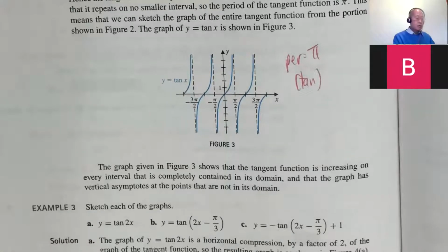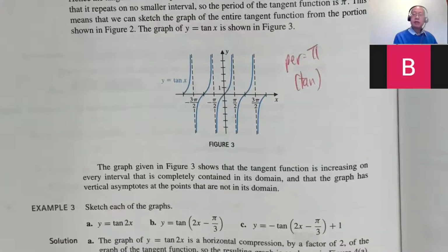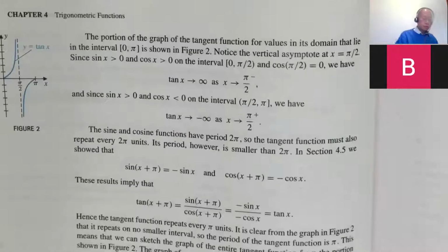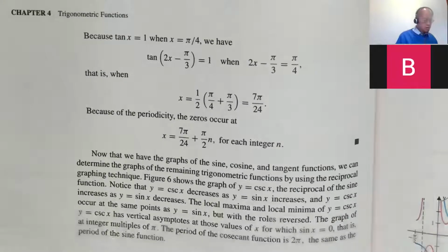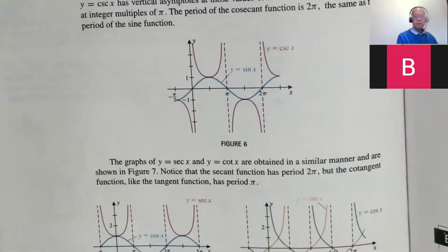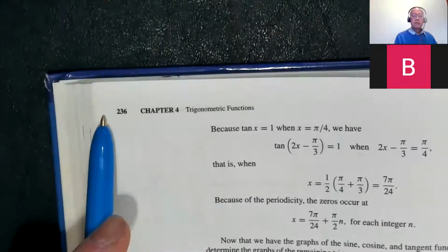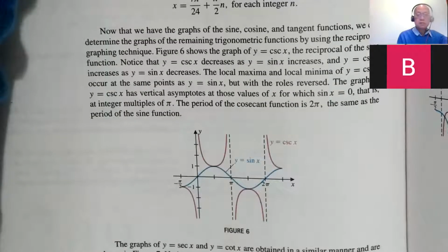Okay. And now, how about secant, cosecant, and cotangent? Well, those are just reciprocal functions. So remember, we did a while back the rules for reciprocal functions, right? And we'll just piggyback on what we learned back there. Here we go. Okay, cosecant, page 236.